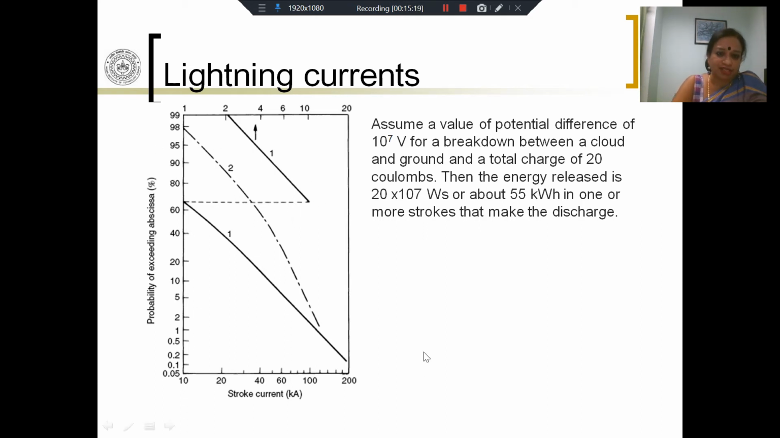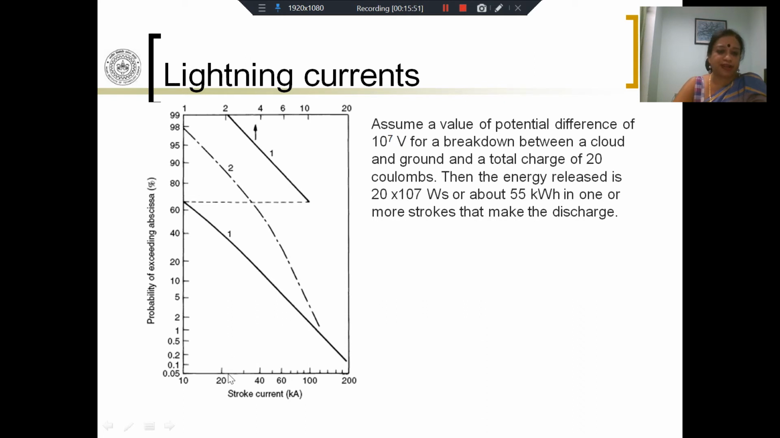This is a probability distribution curve for stroke currents, and as you can see, we have stroke currents as high as almost 200 kiloamperes, but this is taken from IEC standards. But you see that there is also the possibility that there can be stroke currents which are much lower. You can have 10 kiloamperes, 20 kiloamperes, 40 kiloamperes, and the probability of such low magnitude currents is much higher.